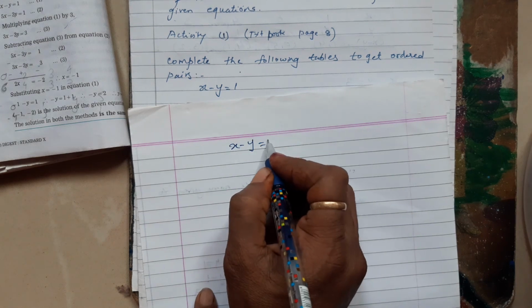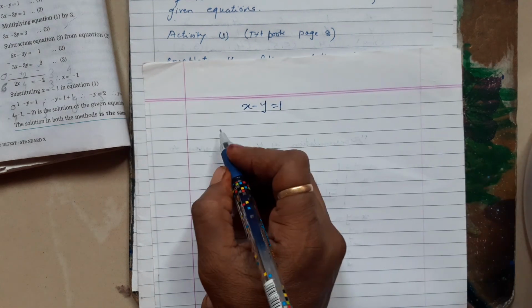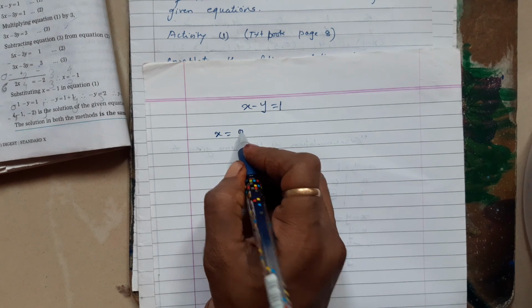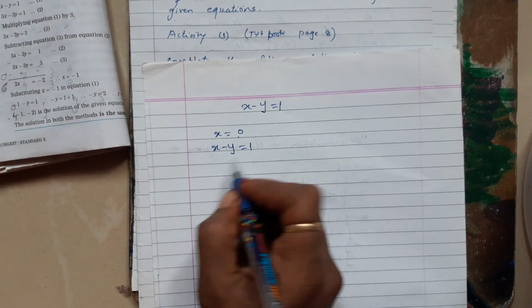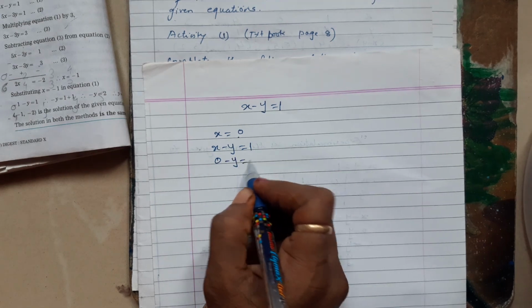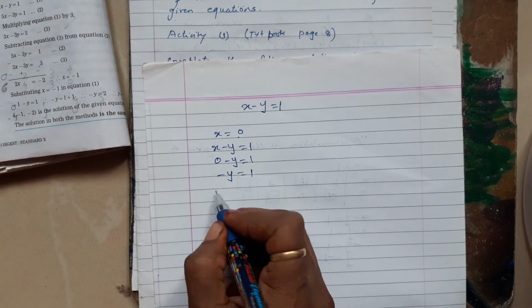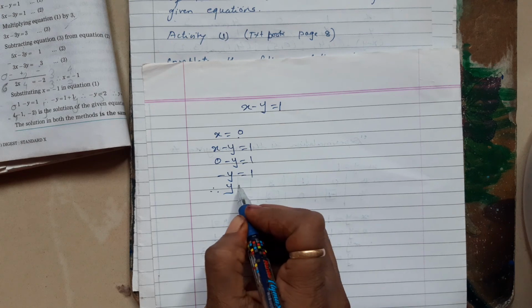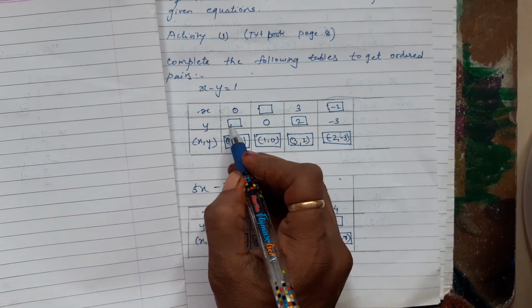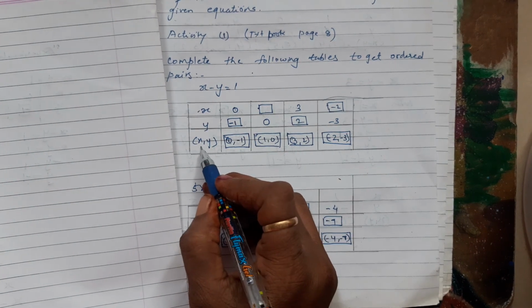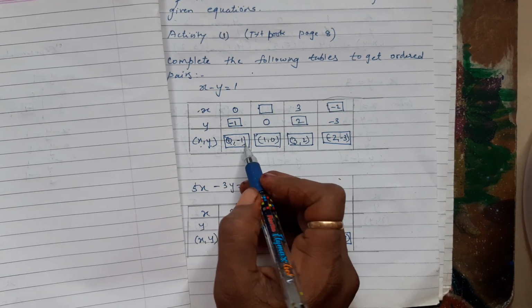X minus y is equal to 1. So first what is x? X is 0. So how will we find out y? X minus y is equal to 1. Substitute 0 minus y is equal to 1. Minus y is equal to 1. Therefore y should never be negative, so take the negative sign to the right side. You will get y is equal to minus 1. So see here, when x is 0, y is minus 1. And your x and y coordinates are 0 and minus 1.